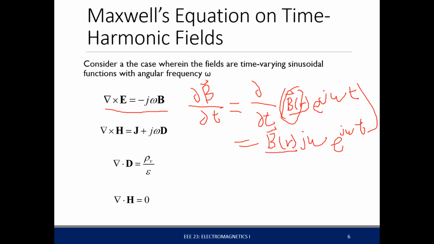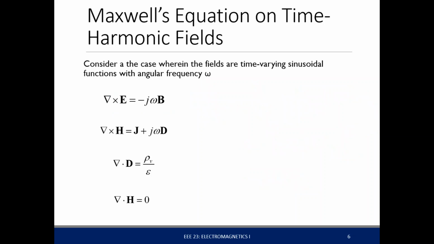And this B of R times e to the j omega t, that's your original expression for your magnetic flux density. Okay? Therefore, this derivative becomes j omega B of R. Or sorry, j omega B. That's why Faraday's law becomes this expression right here. The same operation can be done to our electric field, and Ampere's law becomes this equation.